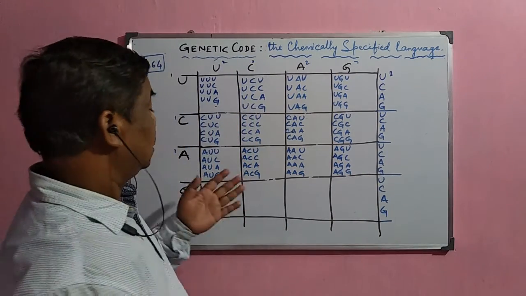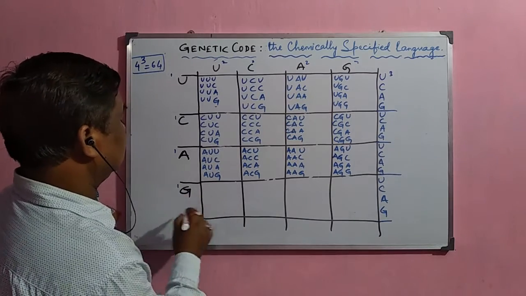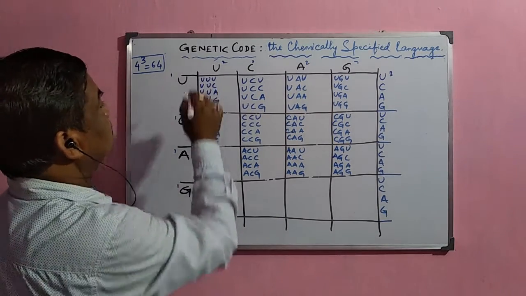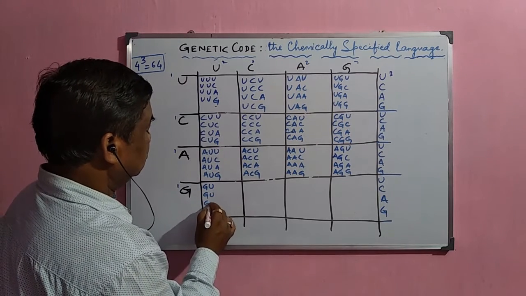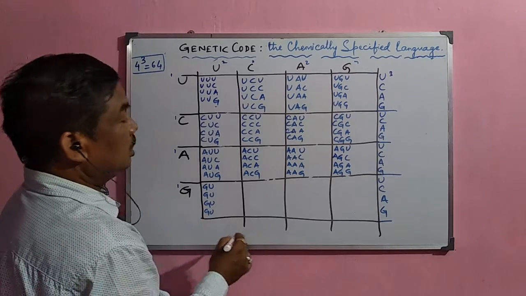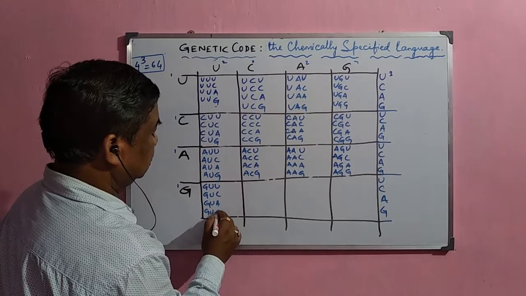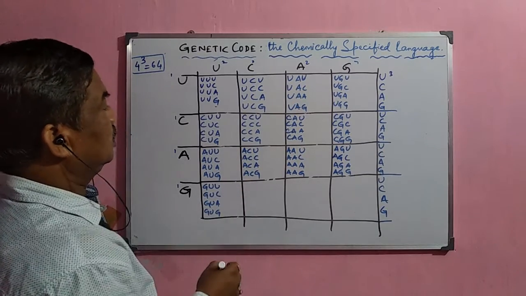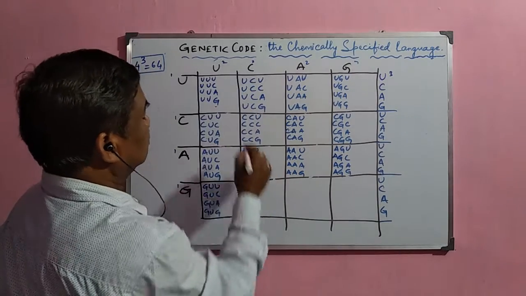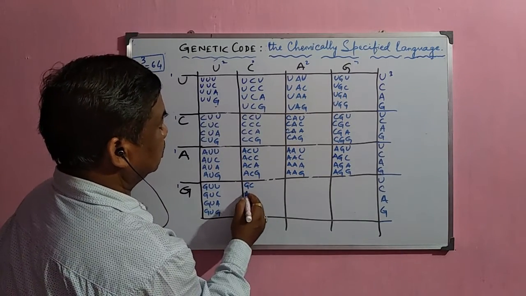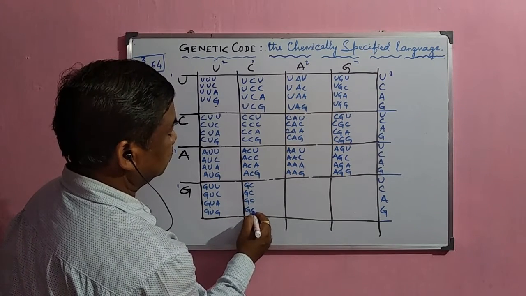So in this way, we can also write the next row, where the first one is G and the second base is U, so GU, and the third base is U, C, A, and G. Now here, in the second box, the first one is G, then the second one is C. It is GC, GC, GC, and GC.